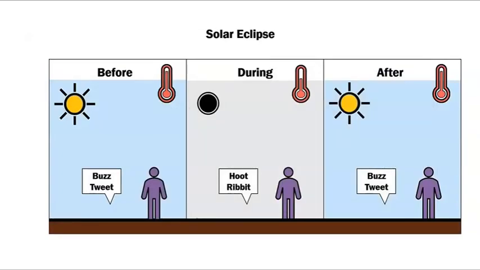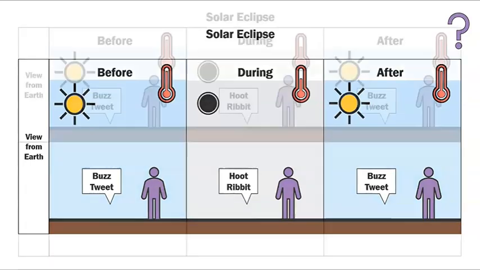Let's look at our class model of a solar eclipse. Right now, our model shows what people see from Earth during a solar eclipse. How can we use our new knowledge about the sun, Earth, and the moon to show what a solar eclipse might look like from space?